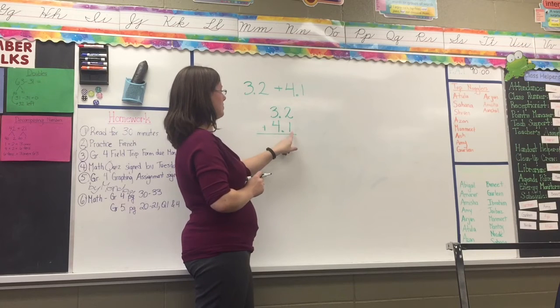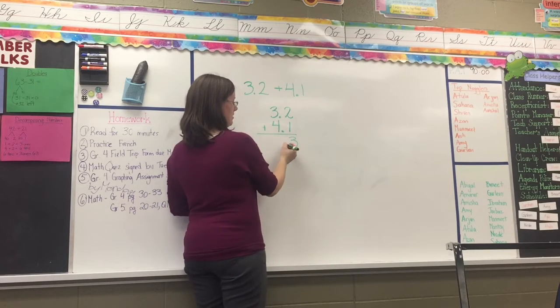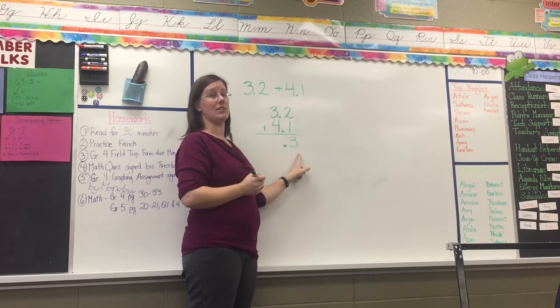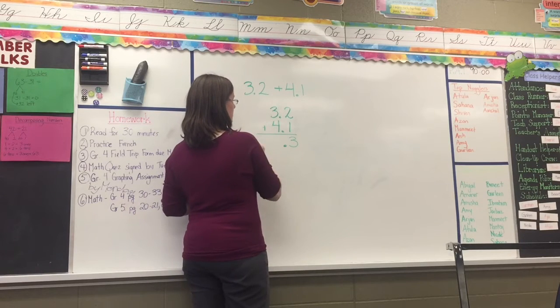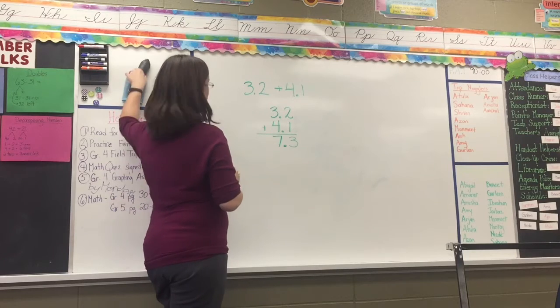So we add 2/10 plus 1/10, which gives us 3/10. We continue the decimal place along so that we tell our reader that that's a tenth, not a 1. And we add 3 ones plus 4 ones, which gives us 7 ones. Those questions are pretty easy.